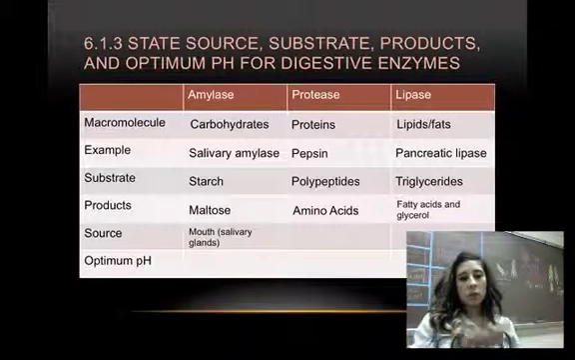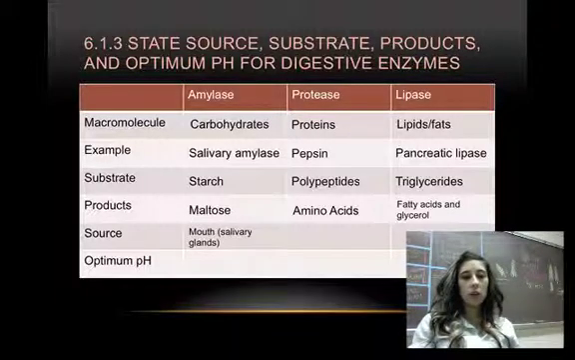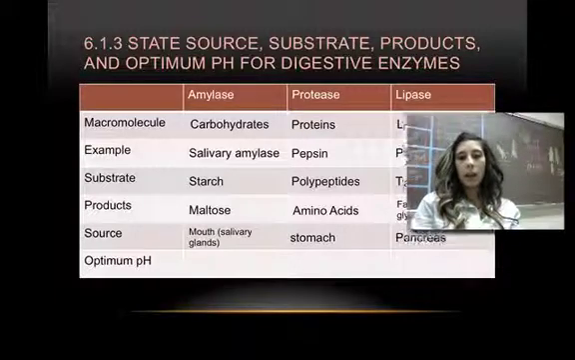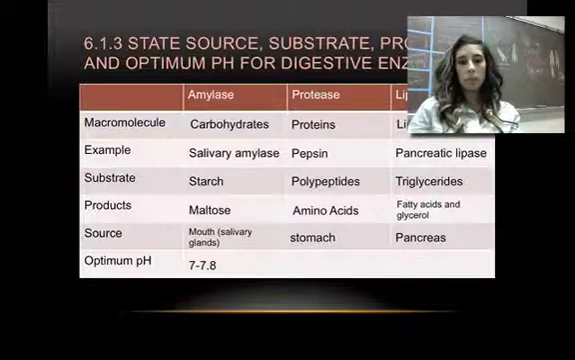And so the source of this, like I've said before, is the salivary gland. We will see our pepsin that will be released within the stomach. And the pancreas is going to release lipase. Our pH is a little neutral, slightly basic, 7 to 8 in the mouth from our salivary glands. Protease is like a 2 or a 3 within the stomach, and lipase is going to be at a 7.2 to 7.5.